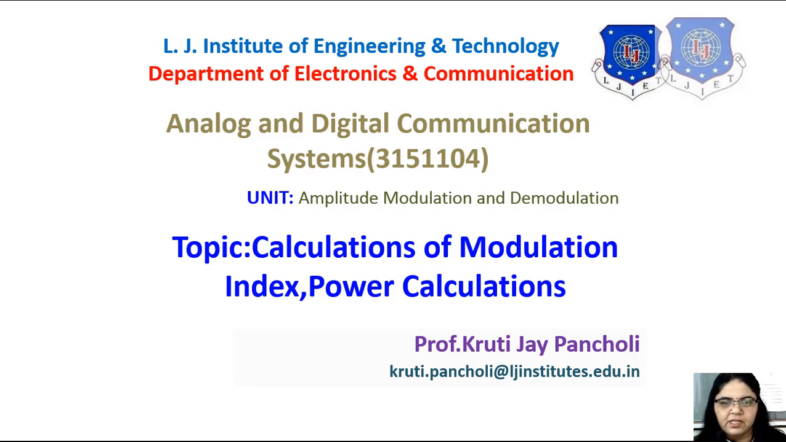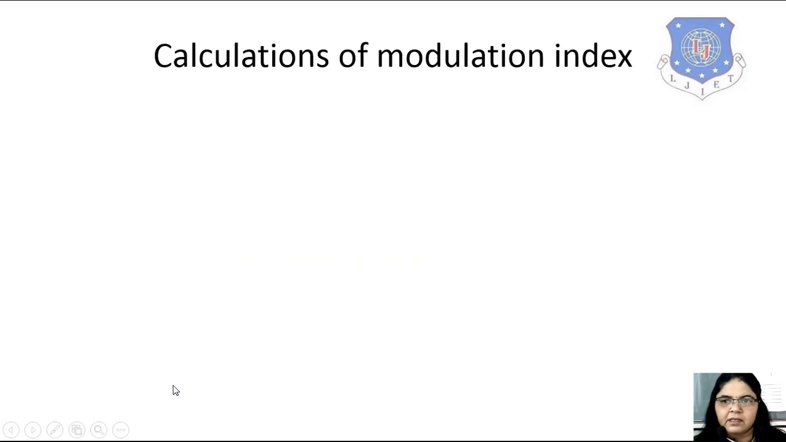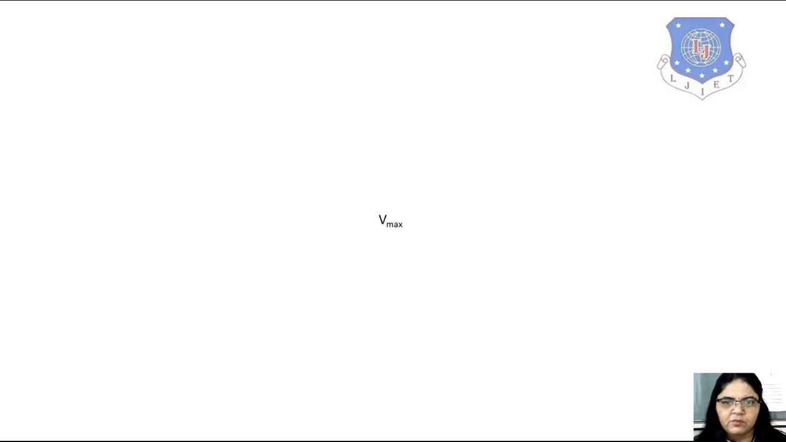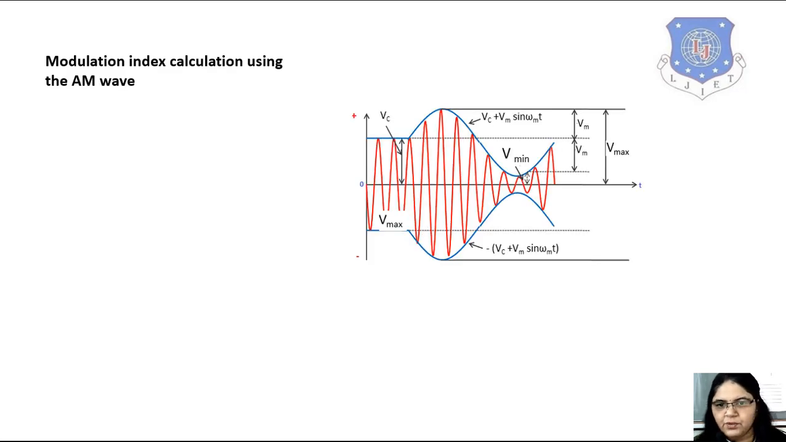From this video, you will learn about calculation of modulation index by using the various methods, and power calculation. Calculation of modulation index. There are two ways to calculate the modulation index of an AM signal: using the AM signal, the amplitude modulated wave, and using the trapezoidal display of the AM wave, we can find out the modulation index. Now here you can see the amplitude modulated wave.